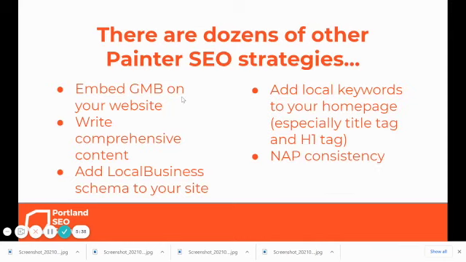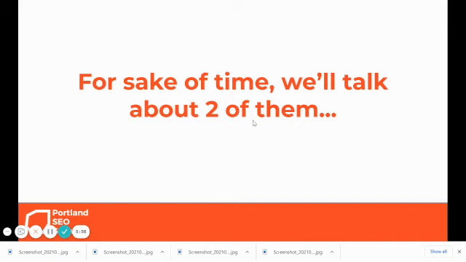There are dozens of other SEO strategies that you can use as a painter. Here's a list of just some of them. Again, not all of them are created equal, and it's going to depend on your current website situation. You may already have done some of these things really well, and there are other strategies that will help you more than others. For the sake of this video, I'm going to talk about two strategies that most painters get wrong. This doesn't necessarily mean that you've done this wrong. This is just a common theme that I've seen among painter websites.